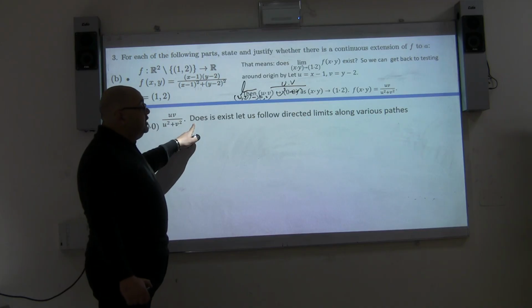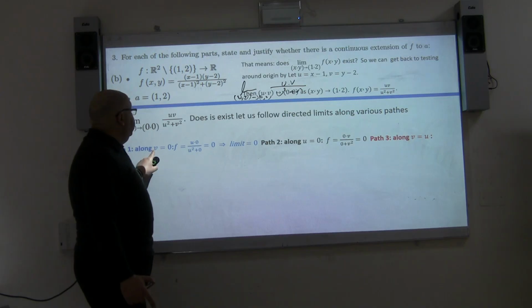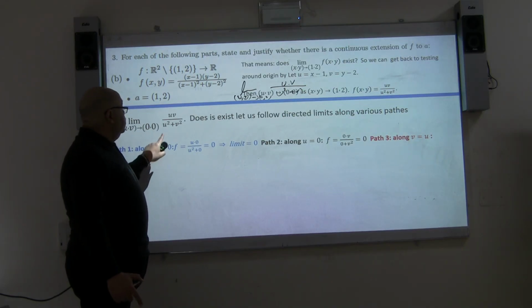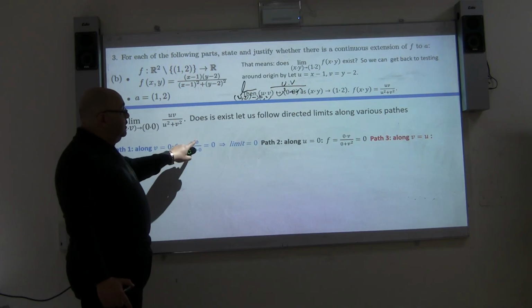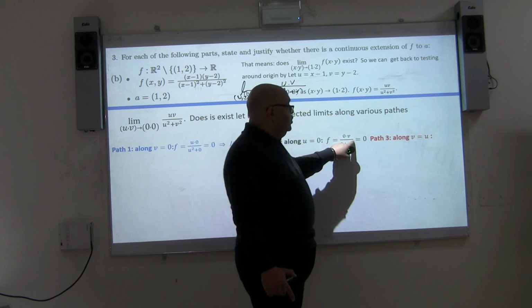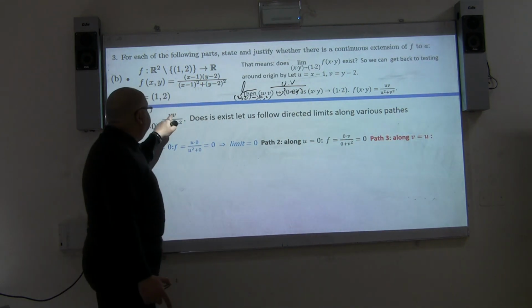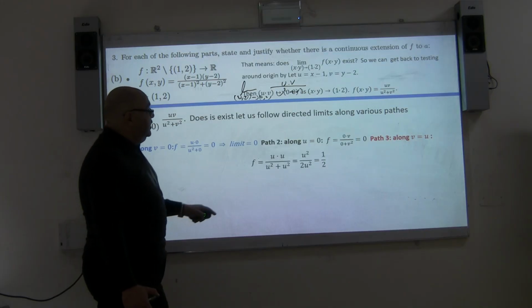In order to do this, I will use the direct method. So let's do when v is equal to 0. If I use v equal to 0, the value is equal to 0. Taking u equal to 0, it also means it's equal to 0. Now take v equal to u. If I make v and u equal to each other, the value is equal to a constant.